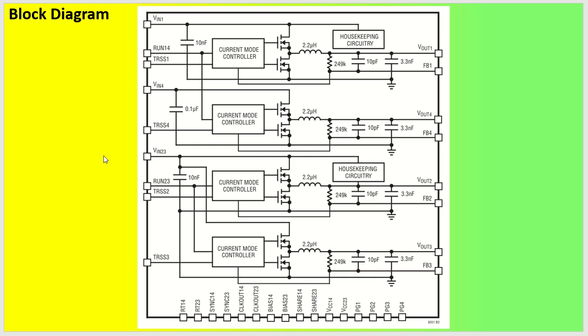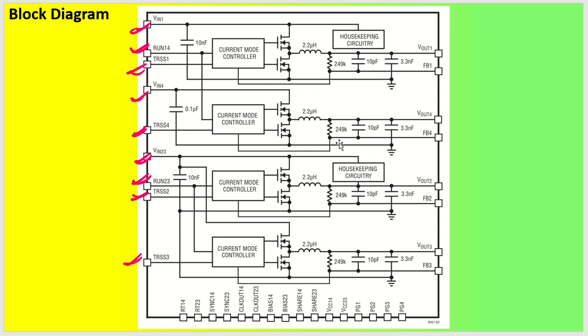Coming back to block diagram, as you can see, we have V input 1 pin, V input 4 pin, and V input 2 and 3 pin. Input 1 means for channel 1, input 4 means for channel 4, and input 2 3 means channel 2 3. Got it? Similar to that, channel 1 and 4 are actually parallel, so run 1 4 is together. Similar to that, run 2 3 is also together. And we have 4 channels, so we have 4 track soft start pins: tracking 1, tracking 4, and tracking 2 and tracking 3.